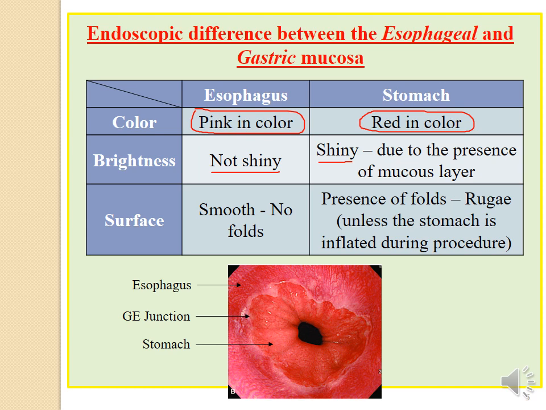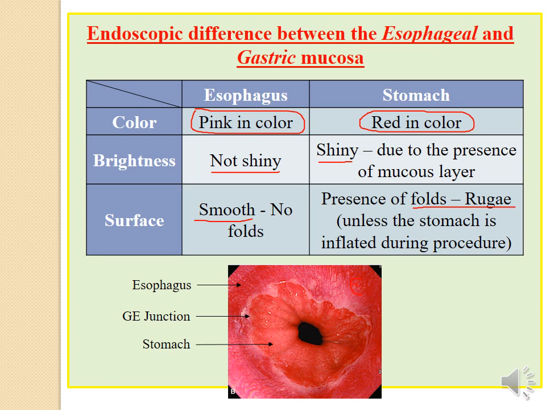Also, if we look at the surface of the esophagus, we see that it is smooth. It has no folds, whereas in the stomach there are folds, which are the rugae that we have just talked about. Now, of course, sometimes when we do endoscopy, we inflate the stomach, and if we inflate the stomach, the folds will disappear. But usually, if we do not inflate it, of course, we will see the folds.